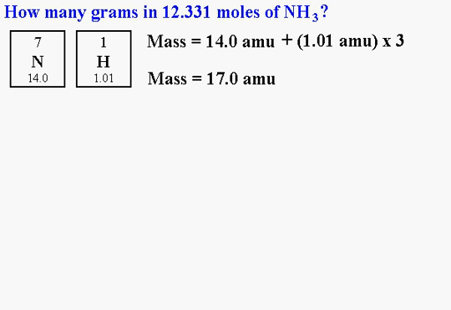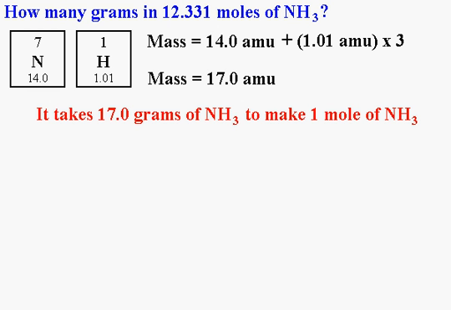Well, the mass in AMU also tells you how many grams it takes to make a mole. So the fact that NH3 has a mass of 17.0 AMUs also tells you it takes 17.0 grams of NH3 to make 1 mole of NH3. So that's our conversion relationship. 1 mole of NH3 is the same as 17.0 grams of NH3. Now we can do the conversion.